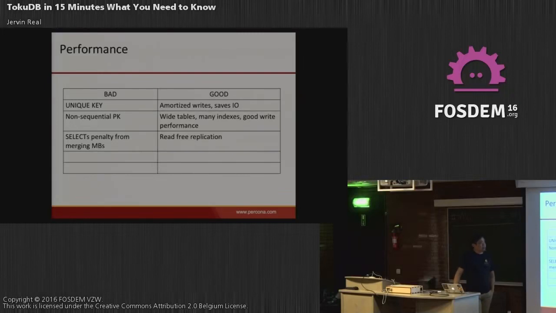The key good things are amortized writes, as I mentioned earlier. Wide tables, many indexes, still you have good write performance. In some cases, it's actually comparable: from having one index to having 1,000 indexes, or having 1,000 rows, you'd have the same performance in terms of writes. And read-free replication. There are more, I just wanted to highlight the key things here.